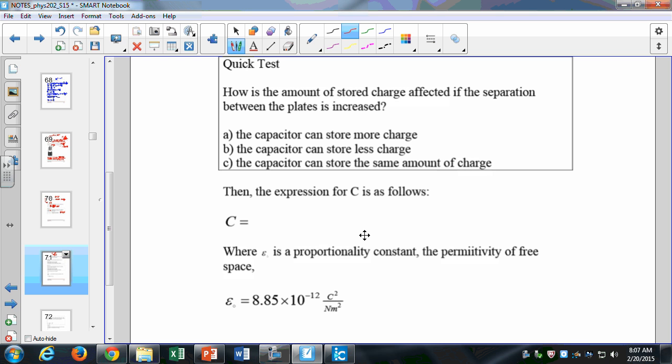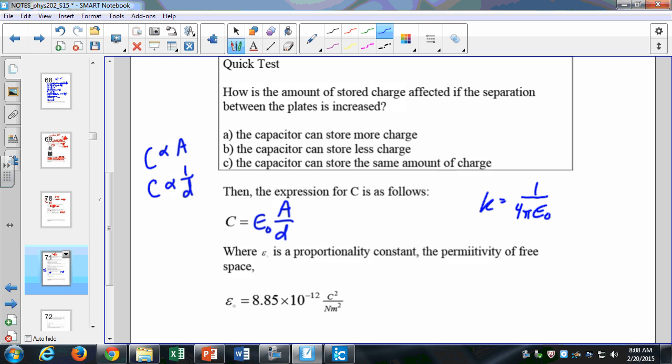Okay, so the capacitance increases with area, and it's inversely proportional to the distance. So C is proportional to A, and C is inversely proportional to D. We can then create this expression for the capacitance: A over D, and it's proportional to the permittivity of free space, which we've seen before. Remember, this is based on Coulomb's constant: k was 1 over 4 pi epsilon naught. This is the constant. It's on your equation sheet.